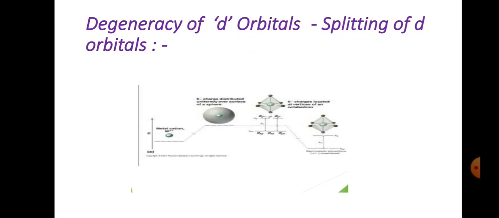The next point, degeneracy of d orbitals means the splitting of d orbitals. In a free ion, the 5 d orbitals are degenerate, that is energetically equal, and electrons occupy such orbitals according to Hund's rule of maximum multiplicity. CFT is basically concerned with the effect of different arrangements of surrounding ligands on the energy of d orbitals.